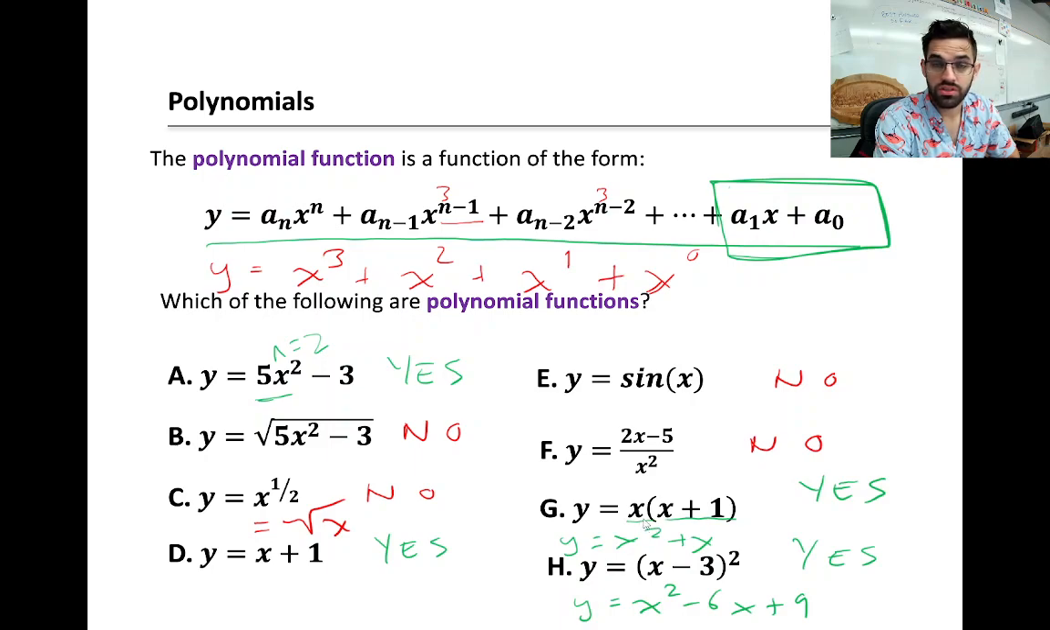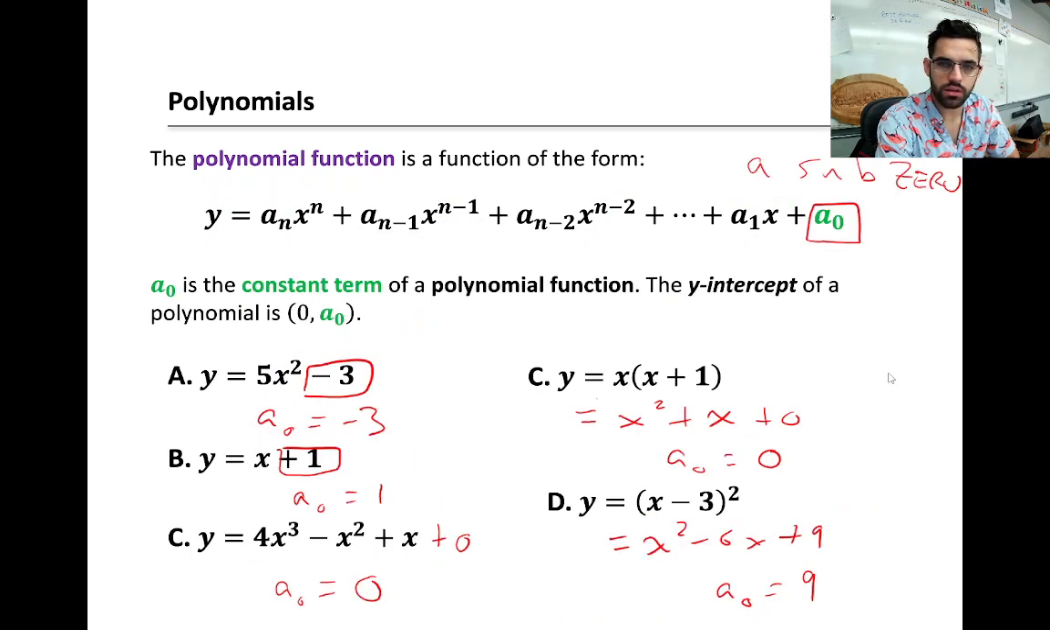G is a polynomial function. It's written in a factored form, so it's hard to tell. But if you multiply this out, we get x squared plus x, so that looks more like a polynomial function. We call this standard form. G and H are both in factored form, but if you multiply them out, we get standard form. And then example H, same thing. It's factored form, but when we multiply it out, we see that it's a polynomial function.